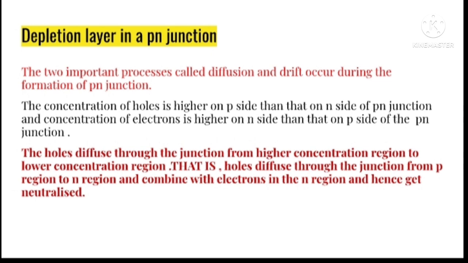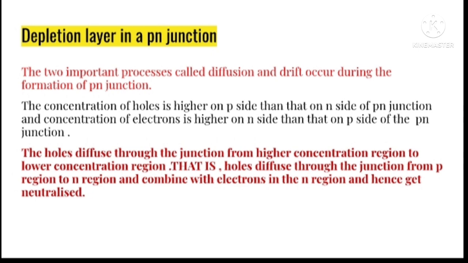The concentration of holes is higher on the P side than on the N side of the PN junction. Similarly, the concentration of electrons is higher on the N side than on the P side. So, during the formation of the PN junction, the holes diffuse through the junction from the high concentration region to the low concentration region, that is from the P side to the N side, so that they combine with the electrons in the N region and get neutralized there.